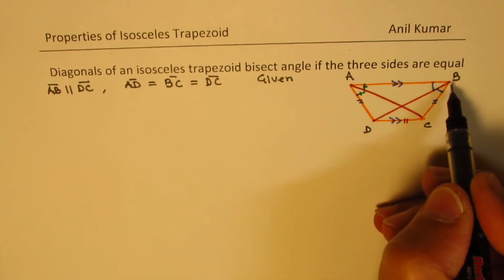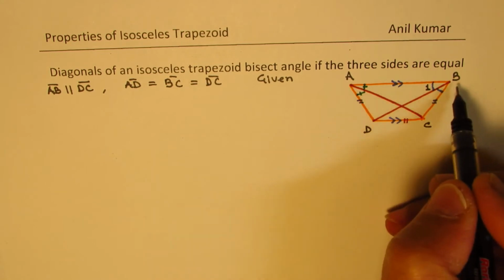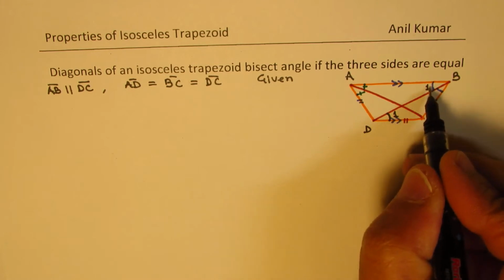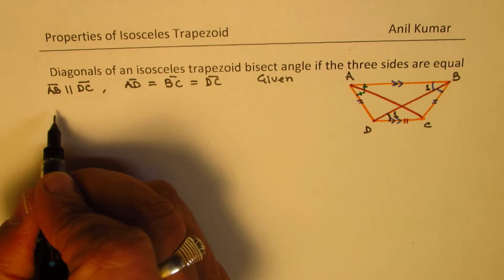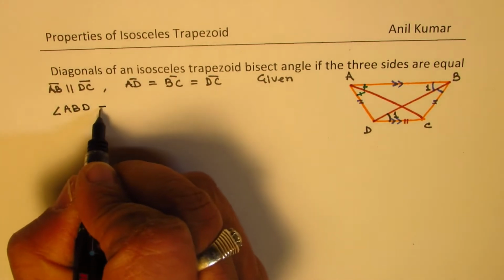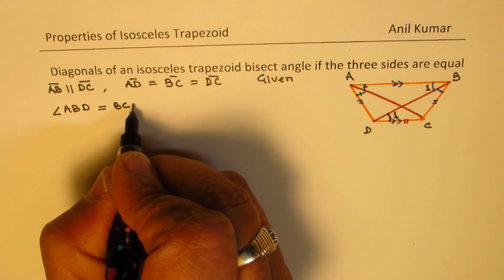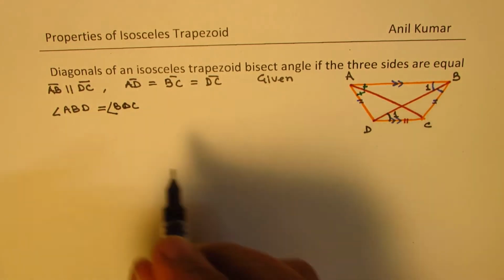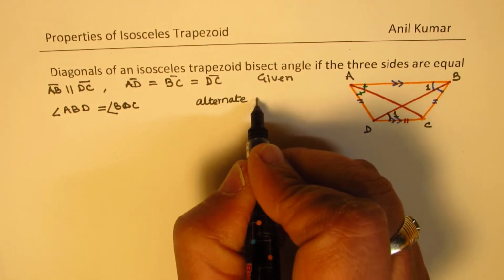Now if you look at this parallel, let us say this angle is 1, then this angle 1 should be equal to the angle 1 here. These two angles should be equal since they are alternate angles, right? So we have angle ABD equal to angle BDC, alternate interior angles.